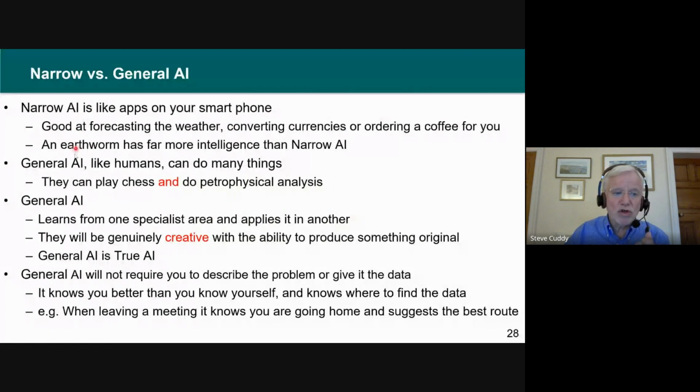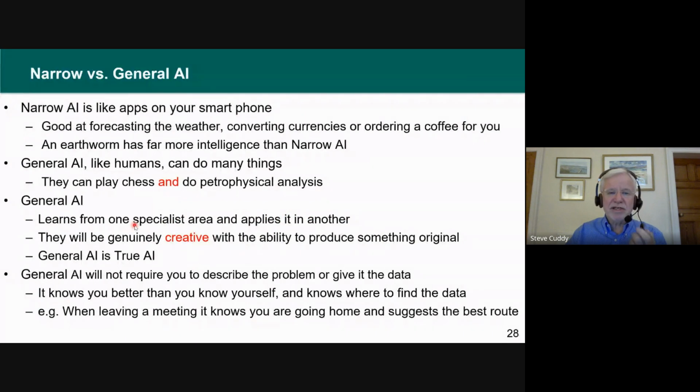But where we want to go is general AI. General AI can do many things. Besides forecasting the weather and ordering a coffee, it can do both of them. And this is very good. They can say a petrophysicist could play chess and also do a petrophysical analysis, right? Where at the moment we have narrow AI, which can do good chess or good petrophysical analysis, but not both at the same time. General AI learns from one specialist area and applies it to another.